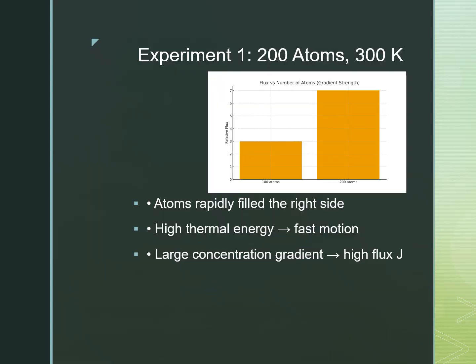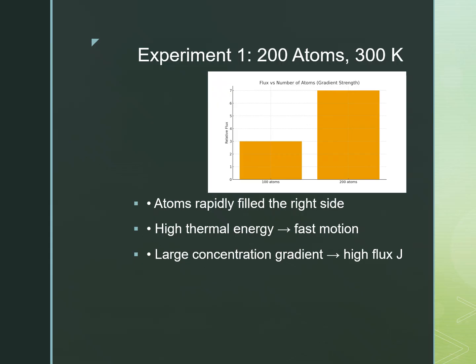On top of that, the temperature was high enough that the atoms were moving around with a lot of kinetic energy. This combination of high concentration and high temperature results in a large diffusion flux. The graph here shows how stronger gradients create much larger flux values.